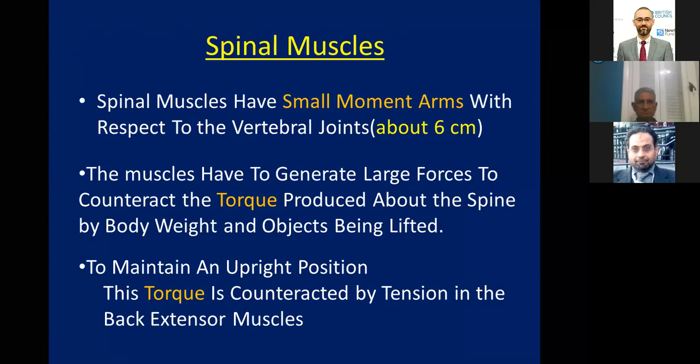Lastly, the spinal muscles. Spinal muscles have small moment arms with respect to the vertebral joint. The moment arm is the distance from our spinal muscle to the vertebral body, about 6 centimeters. The muscles have to generate large forces to counteract the torque produced about the spine by body weight and objects being lifted. To maintain an upright position, this torque is counteracted by the tension in the back extensor muscle, which is a very strong muscle that counteracts our body weight in the upright position.